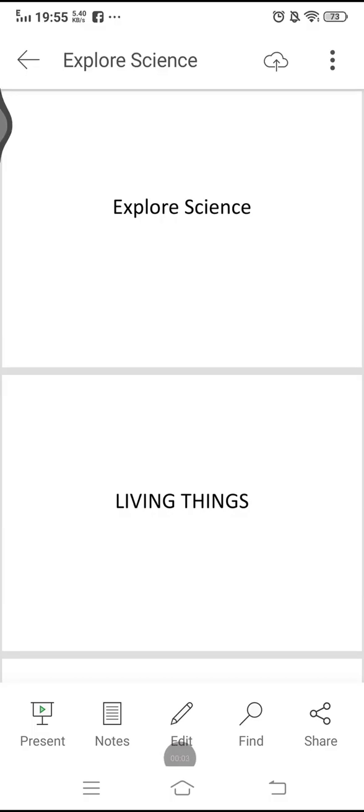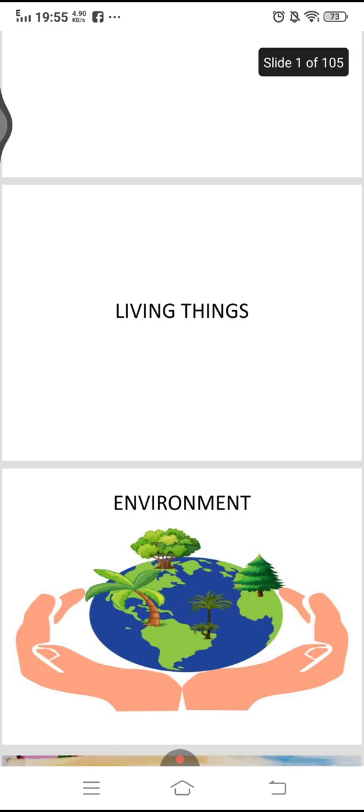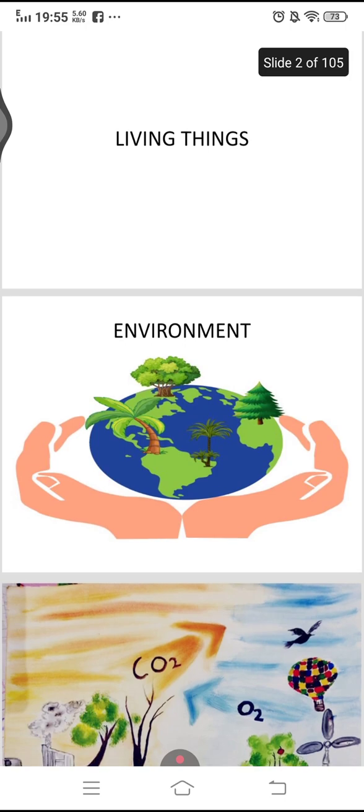Today we will explore science with the help of observation. Our first unit is related to living things. What are living things? The things that are alive, that have life. First we will study what is environment.